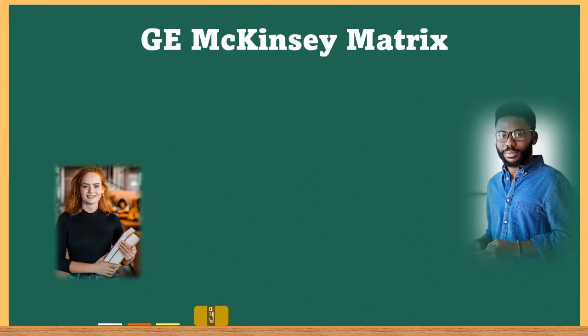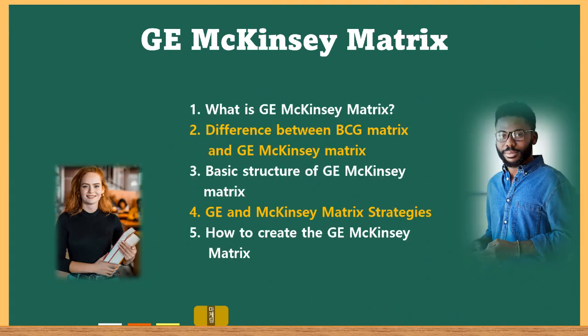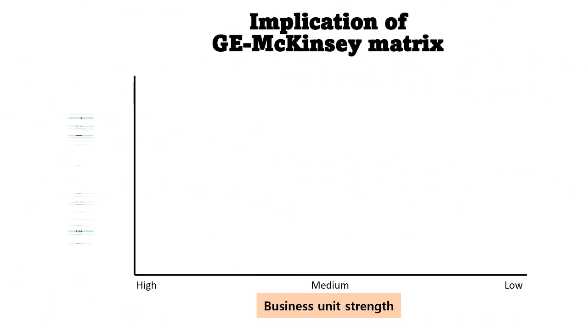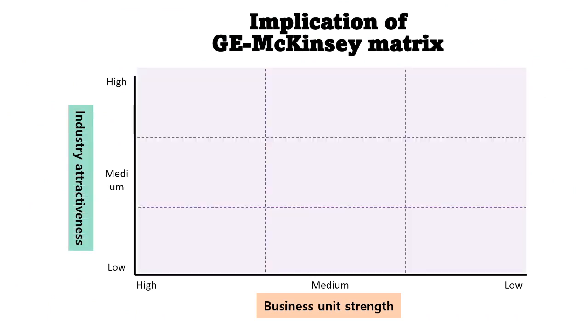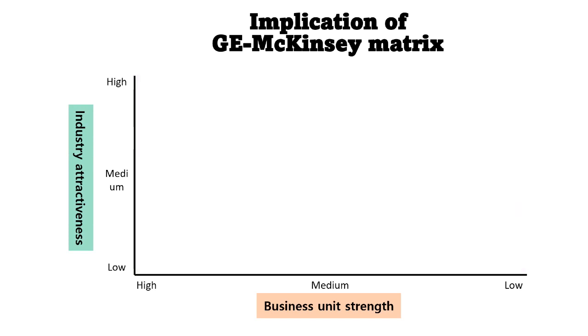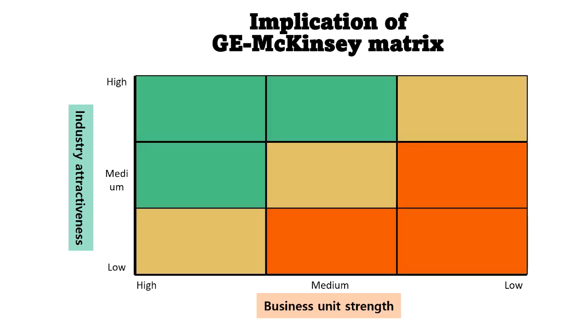Professor, now that I've learned about the GE-McKinsey matrix, I realize it's a useful tool for developing more specific portfolio strategies at the corporate level. That's correct. The GE-McKinsey matrix evaluates industry attractiveness and business unit strength and is divided into 9 areas. These 9 areas can be further classified into 3 sectors.